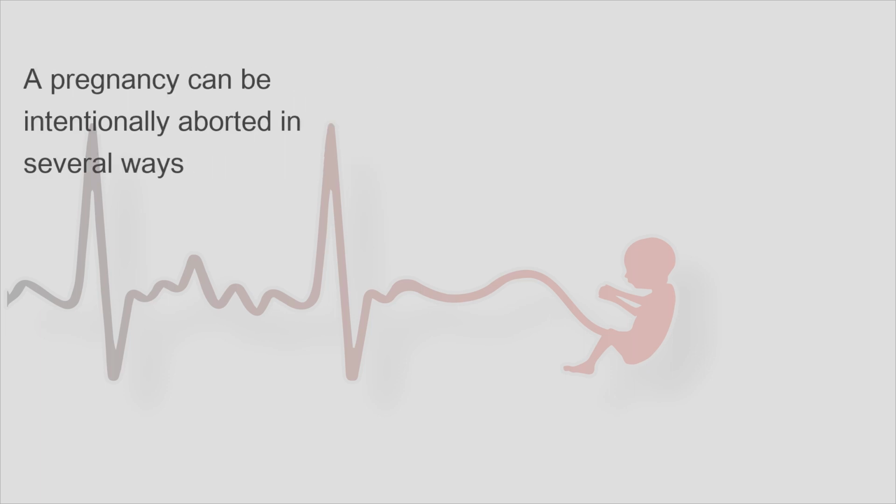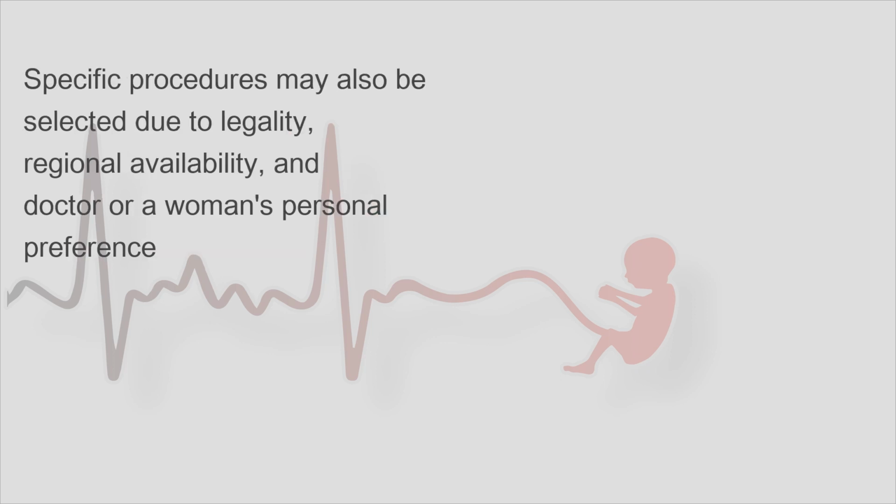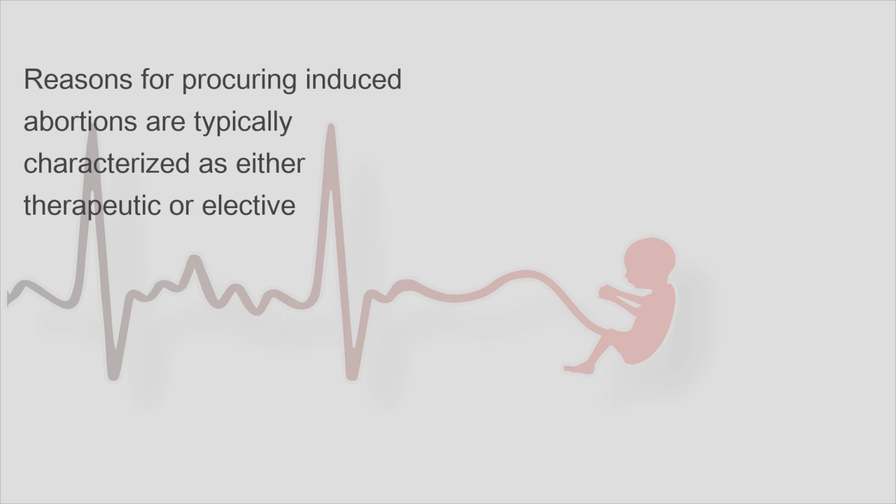A pregnancy can be intentionally aborted in several ways. The manner selected often depends upon the gestational age of the embryo or fetus, which increases in size as the pregnancy progresses. Specific procedures may also be selected due to legality, regional availability, and doctor or a woman's personal preference. Reasons for procuring induced abortions are typically characterized as either therapeutic or elective.